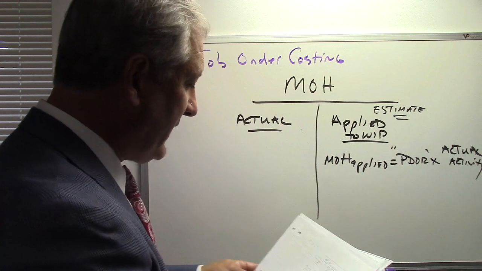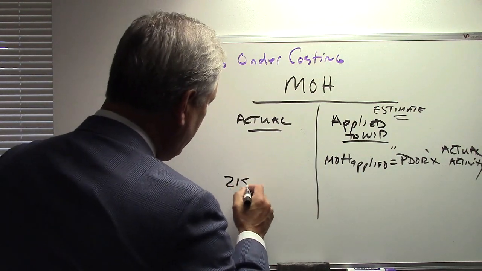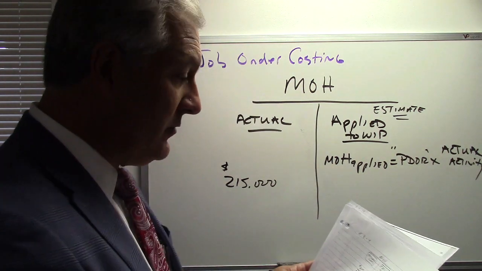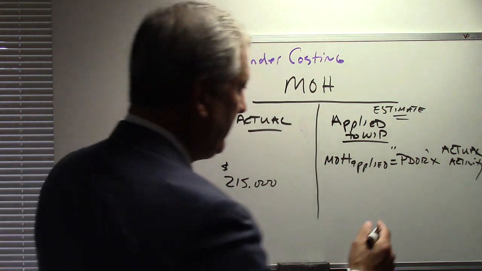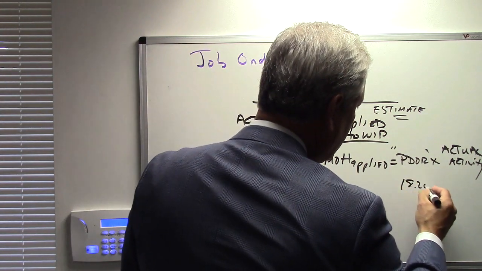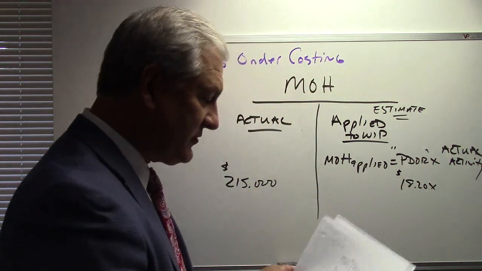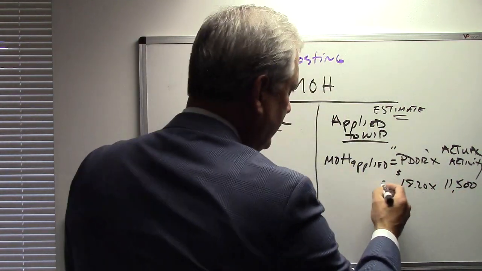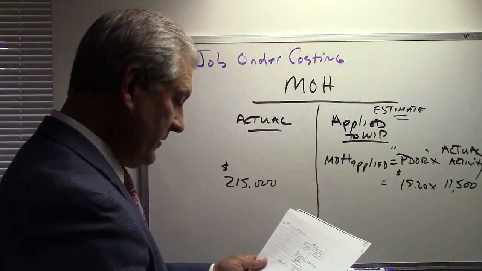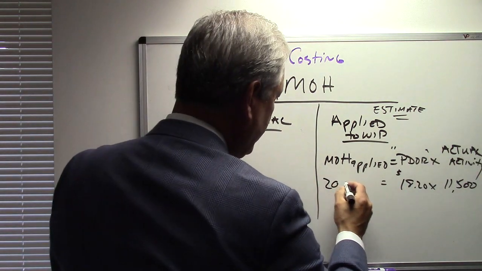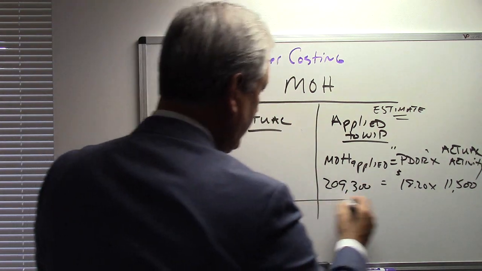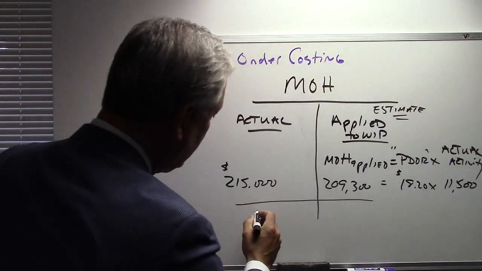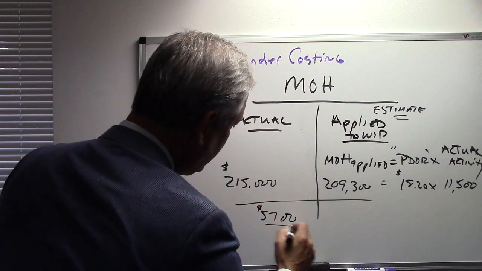So they again went on to say the actual costs were $215,000. And the applied were what? The predetermined overhead rate was $18.20 times the actual activity of 11,500 hours. The amount applied, $209,300. We want to take a net amount. Our debits are greater than our credits by $5,700.